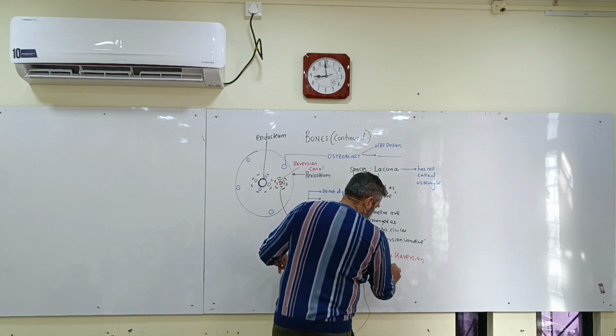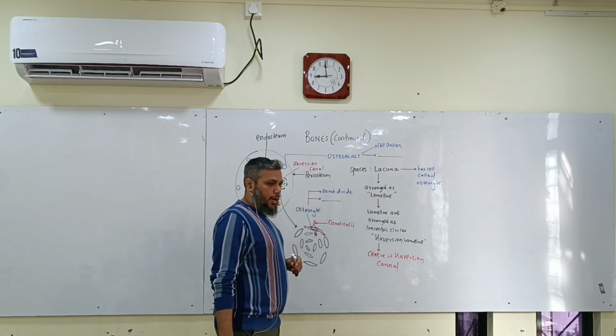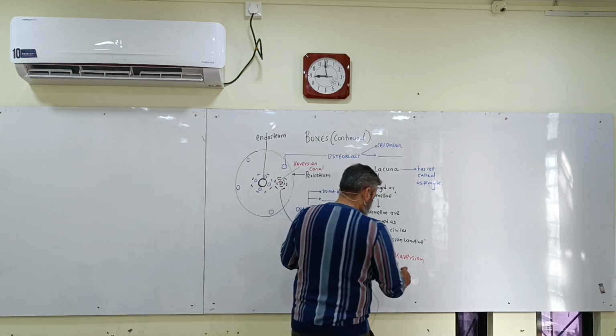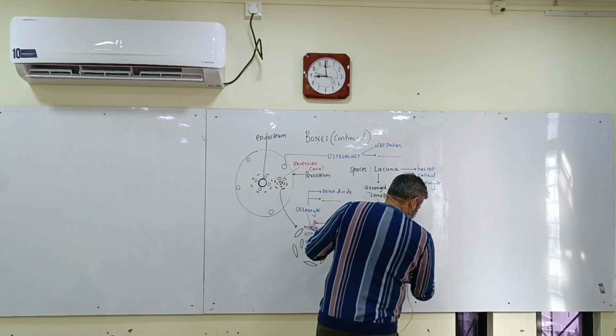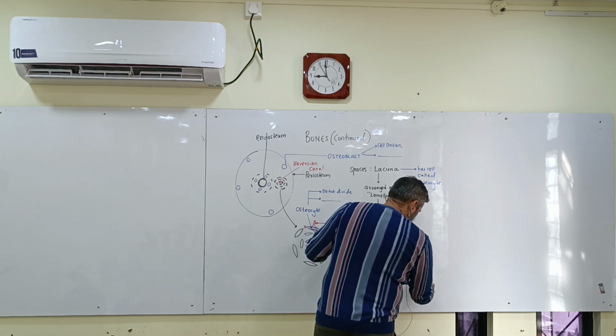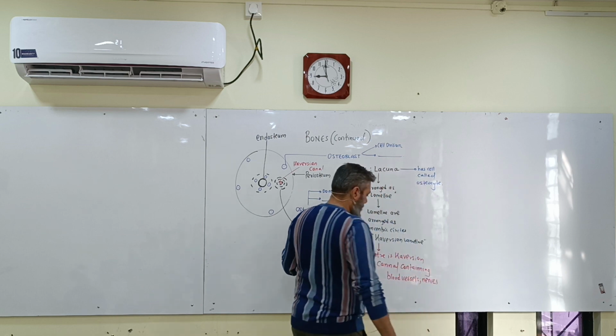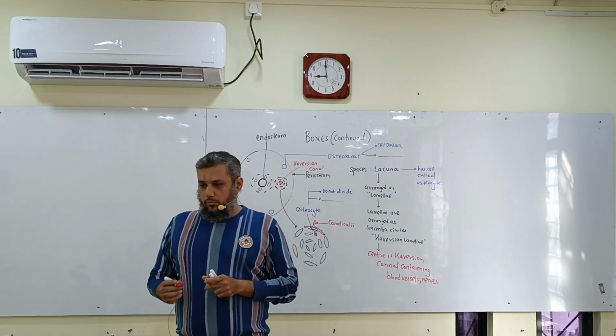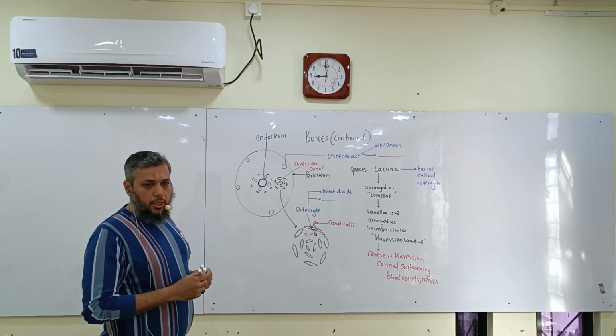Haversian canal. And what does the Haversian canal contain? There is a Haversian canal containing the blood vessels and nerves. Shall I continue? Yes.